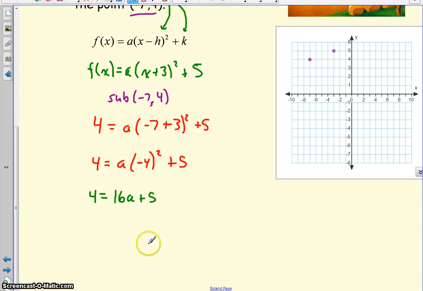Okay, and now it looks like a much simpler equation to solve, so I'm going to subtract 5 from both sides of the equation to wind up with 4 minus 5, which is -1, equals 16a. And then last but not least, I'm going to divide both sides of the equation by 16, which tells me I have an a value of -1/16.